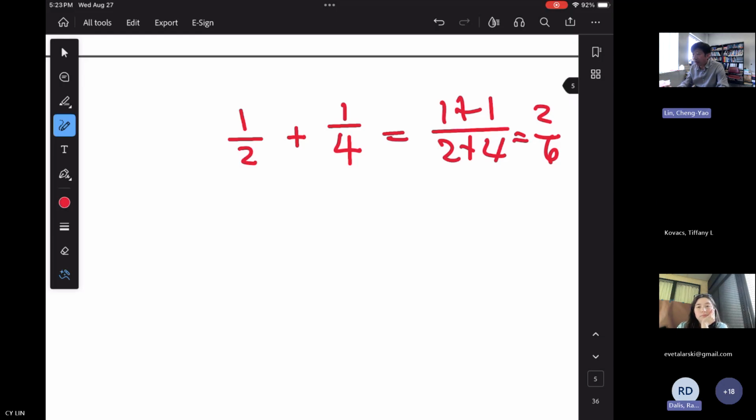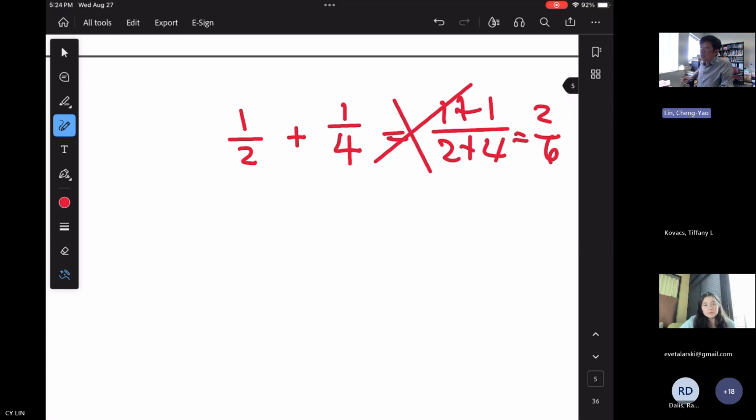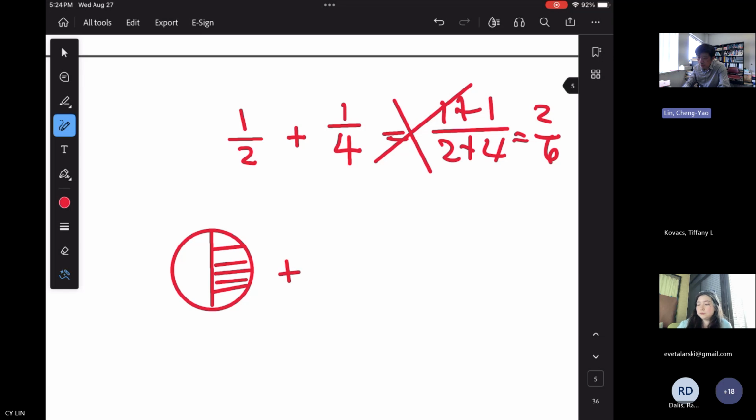That's a misconception. On a content test, they give you this answer and ask you to explain what is wrong, what mistake the students make. It's a misconception. What about this? You need to tell a story, okay? So 1/2, can we say 1/2 a pizza? Yes or no? Yes. And the other, a quarter, is a quarter of a pizza. Can we say a quarter pizza? Yes or no? Yes.